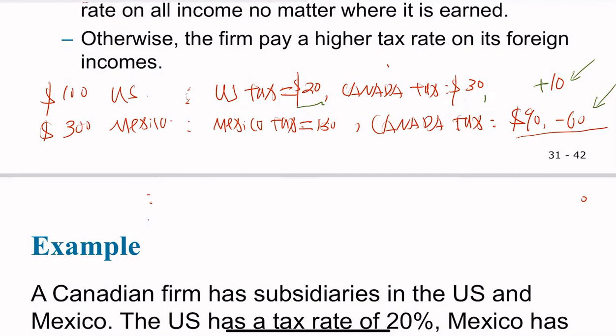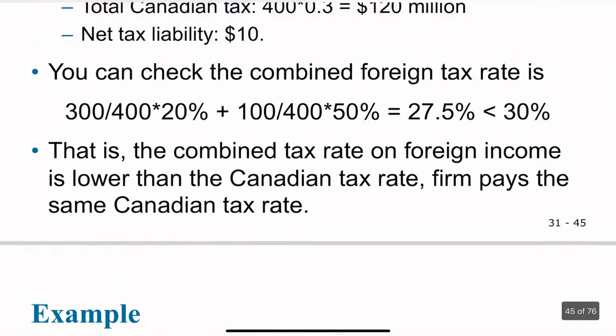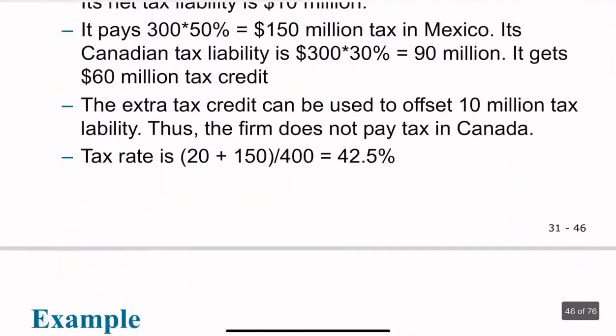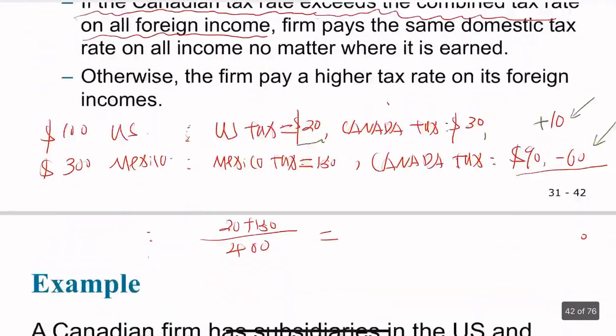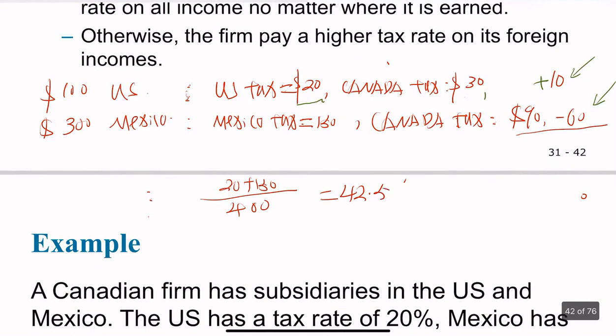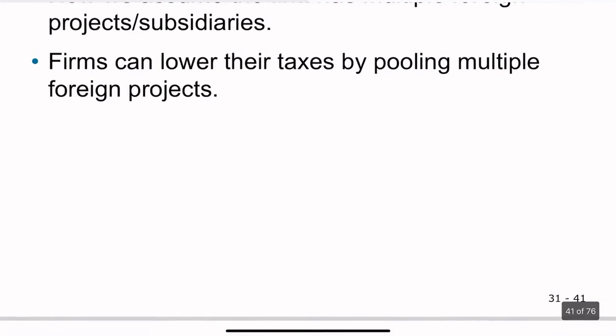So in this case, the total tax the firm pays would be 20 plus 150 divided by 300. So this would give us 42.5%. And you can see that this is more than 30%, right? So this verifies our claim here.